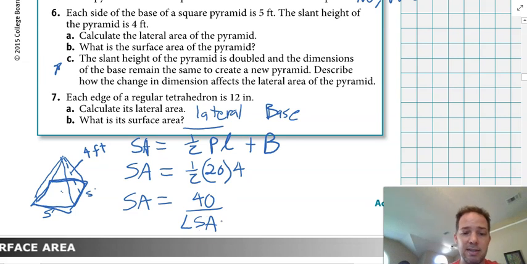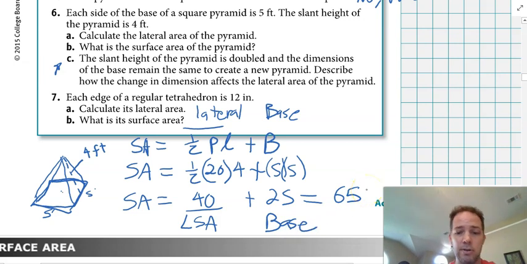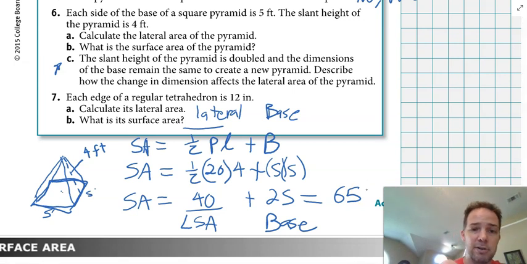If I want to add the base to that, the area of the base is a square, so base times height. On this one, we would add 5 times 5, or 25, and for a total we end up getting 65. So the total surface area of this one, part B, would be 65. The lateral surface area is 40 square feet, and the total surface area is 65 square feet.